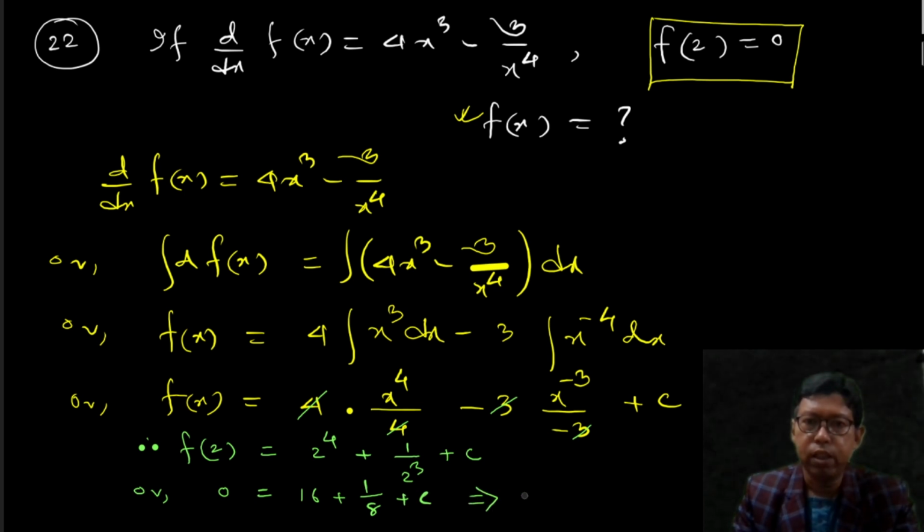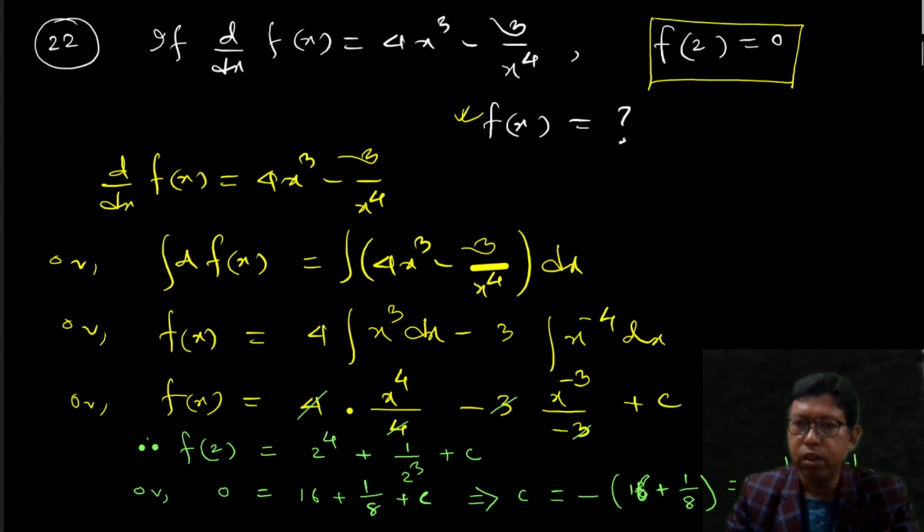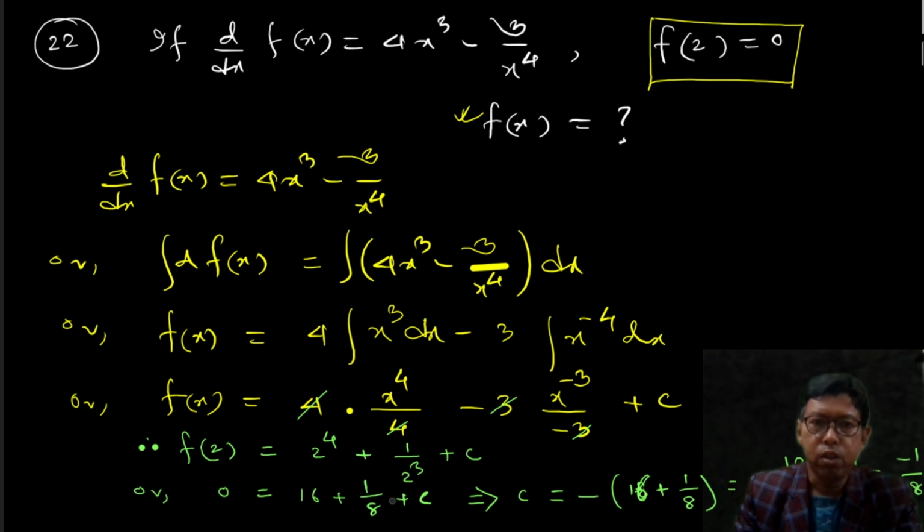What is c? Then c is minus of 16 plus 1 upon 8. So this is 8, 8 16s are 128, plus 1. So this is minus 129 upon 8. So c is here found as minus 129 divided by 8.